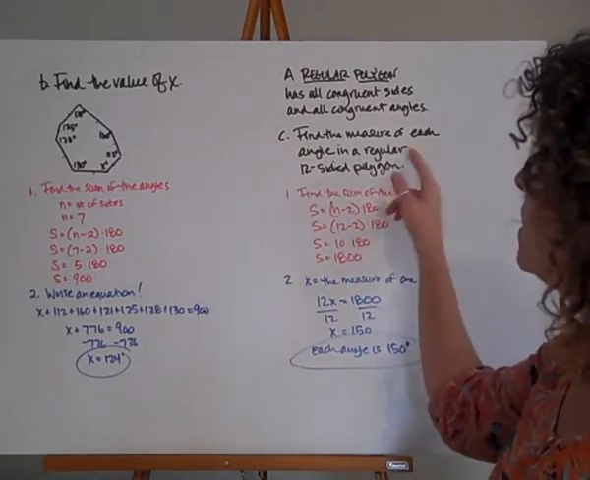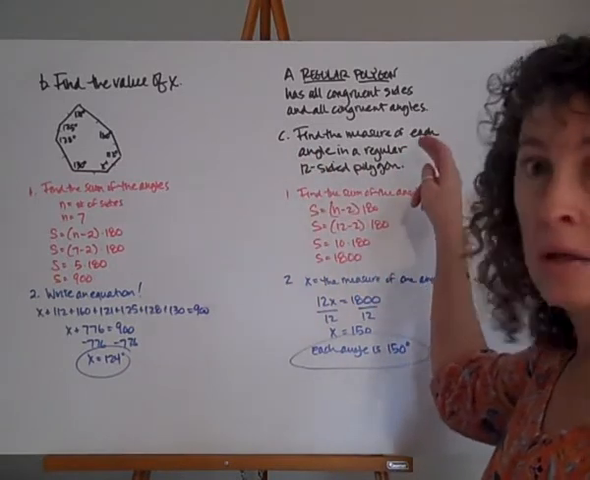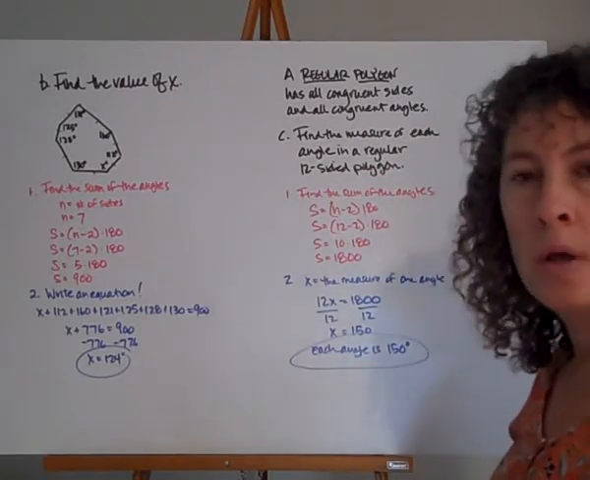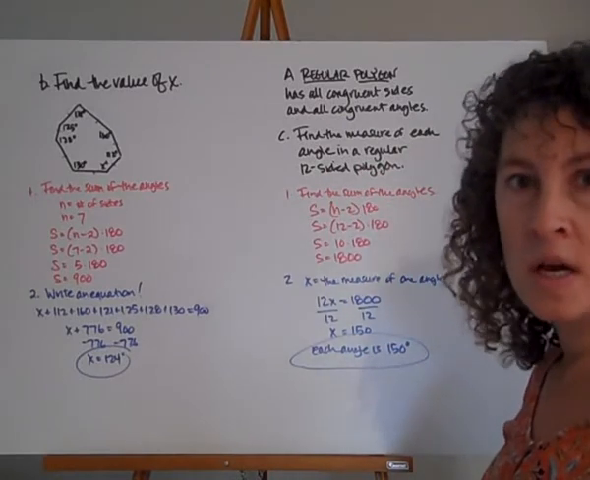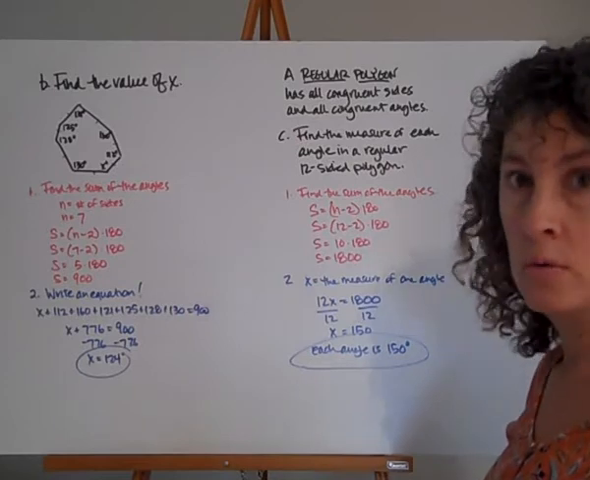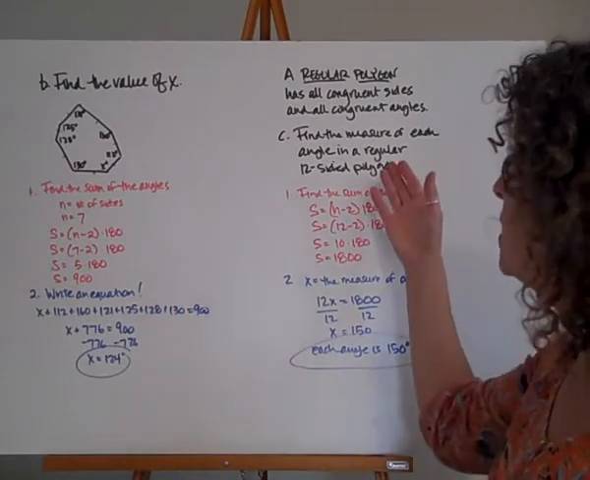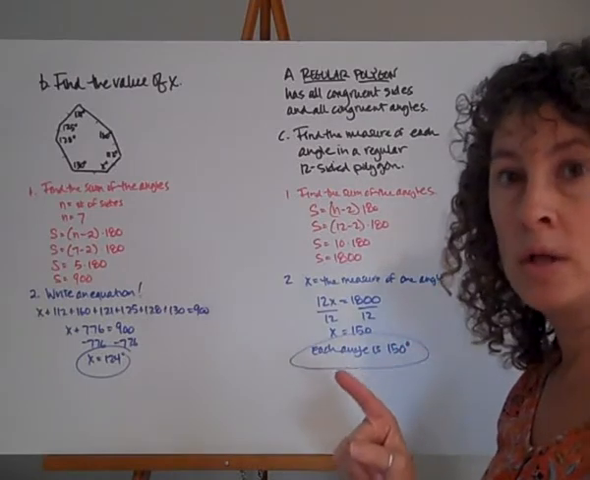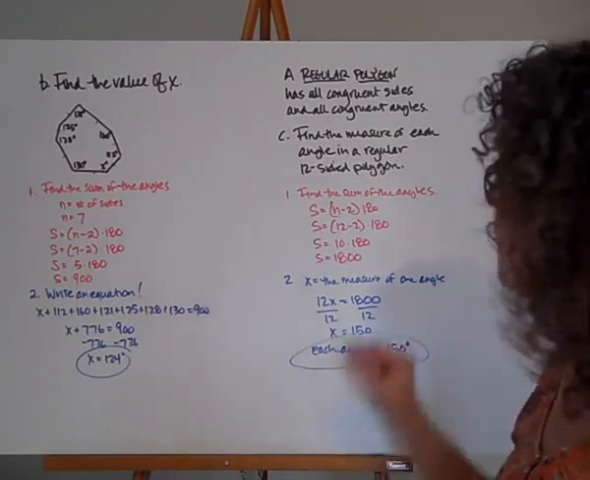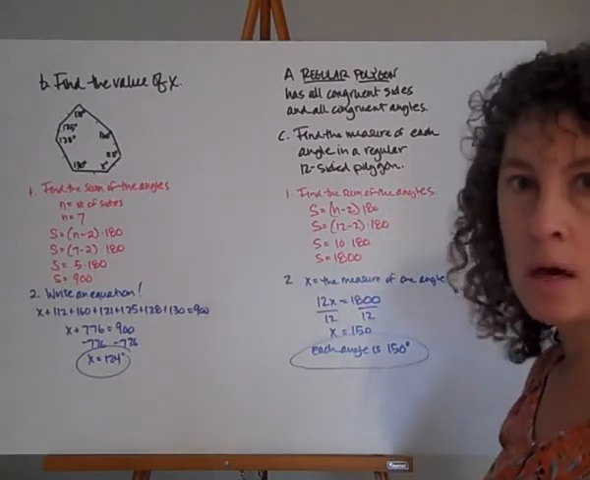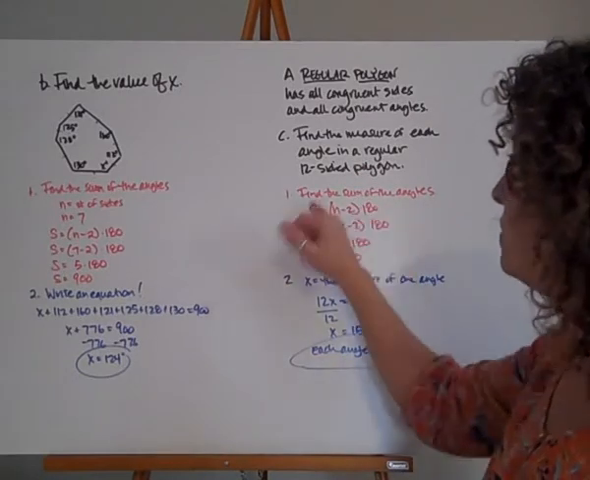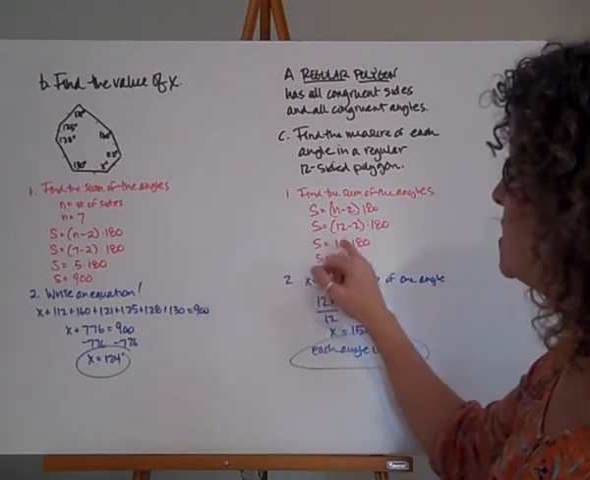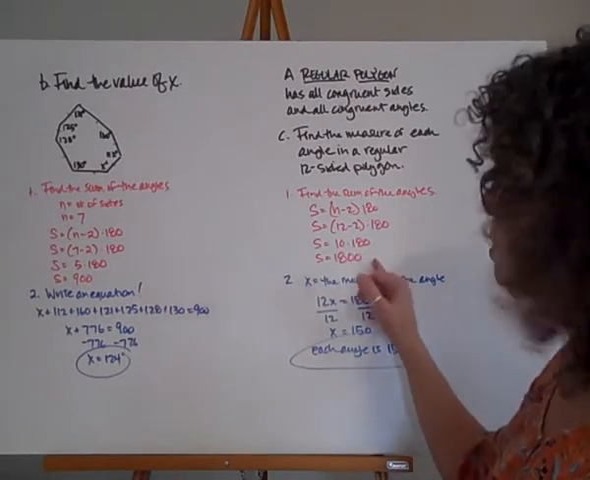All right, find the measure of each angle of a regular, there's our big hint there, 12-sided polygon. So I've got a polygon with 12 sides. All the sides are congruent to each other. All the angles are congruent to each other. How are we going to find the measure of one angle? Remember that one angle in that polygon is the same as all the other angles. So first we need to figure out the sum of all of those angles. Again, I'm going to go back to this formula. I'm going to plug in my 12 sides, and I get S equals 10 times 180, which is 1800.